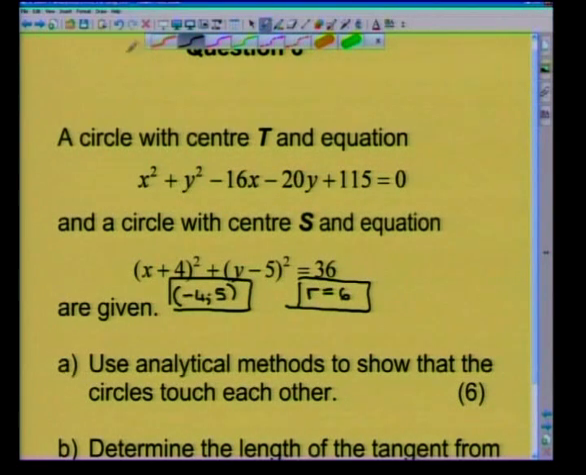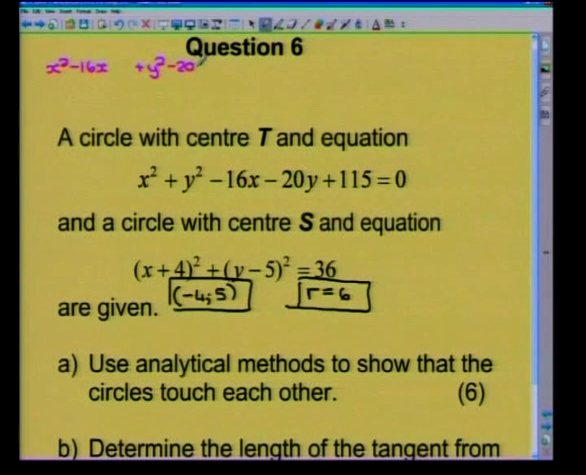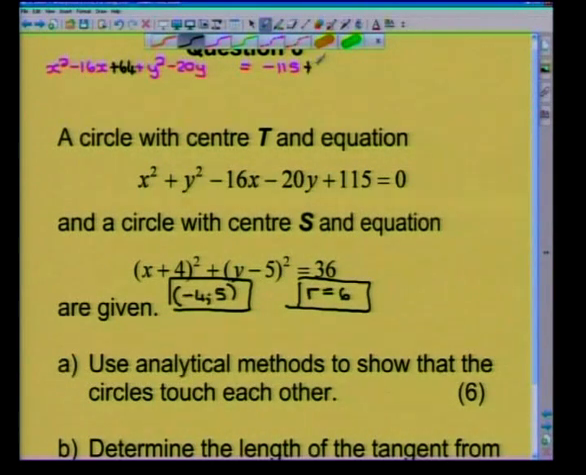By now we're becoming experts, I'm sure, and we don't even have to worry about this too much. We know we're going to go x squared minus 16x, and then y squared minus 20y equals minus 115. And now we're going to say, right, let's take the coefficient of the x, which is minus 16, halve it, it's minus 8, square it, it's 64. We add 64 both sides. Now we take the coefficient of y, which is minus 20, half of it is minus 10, square it, we get 100, add 100 both sides.